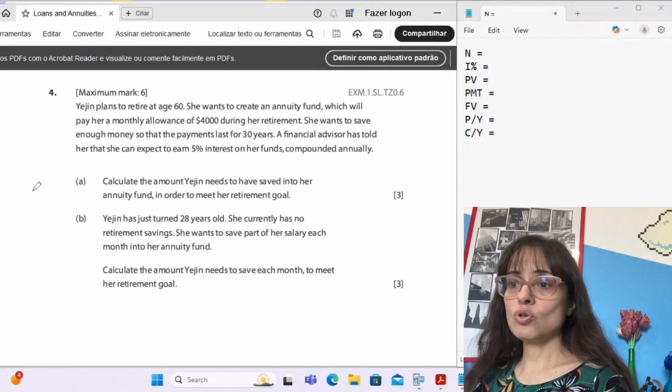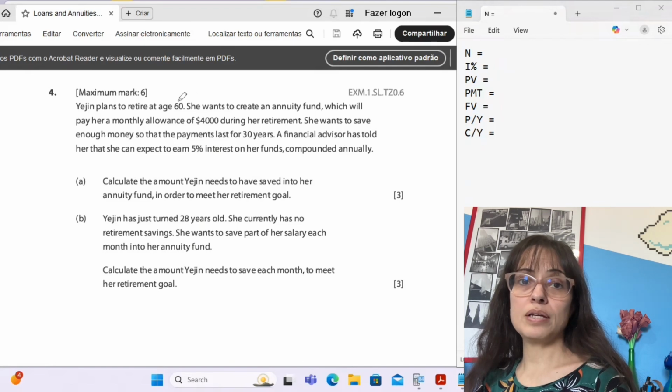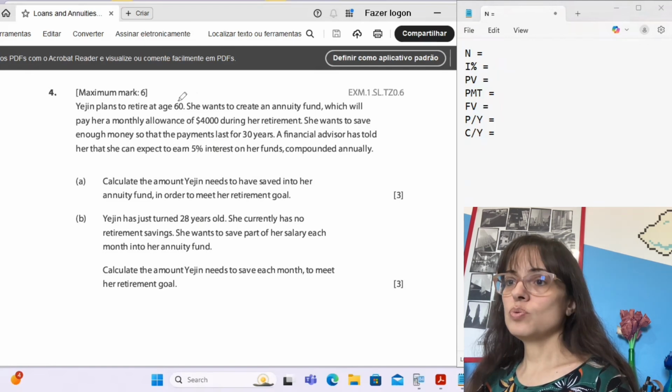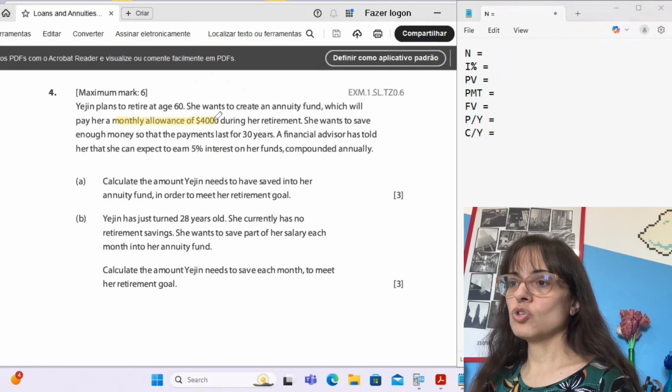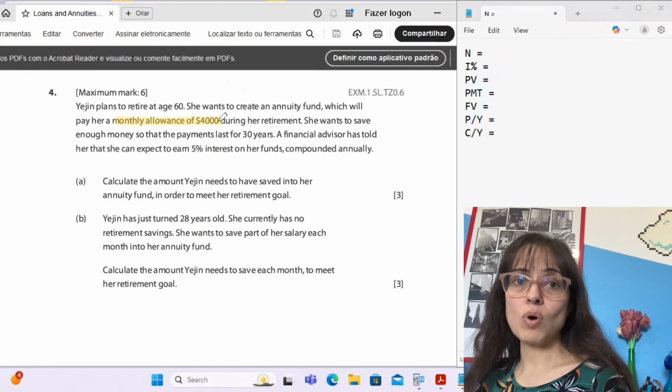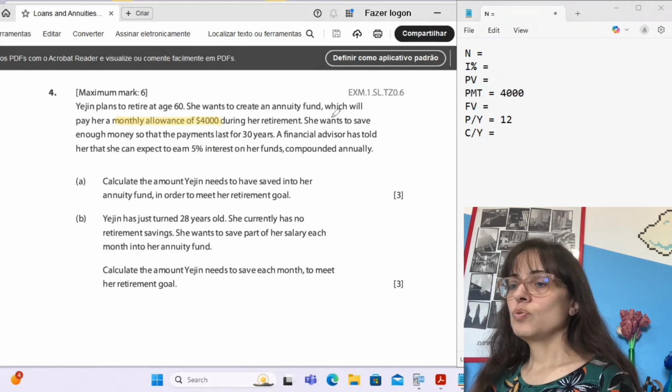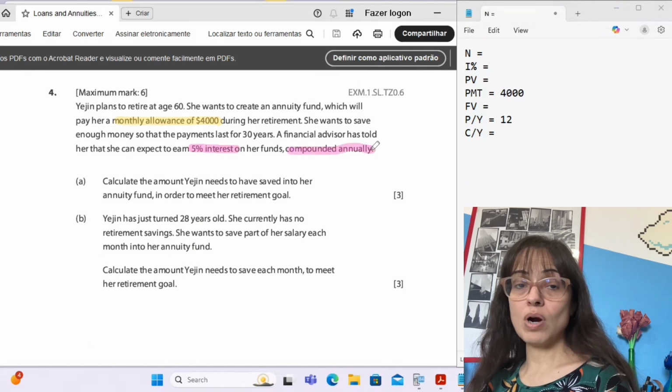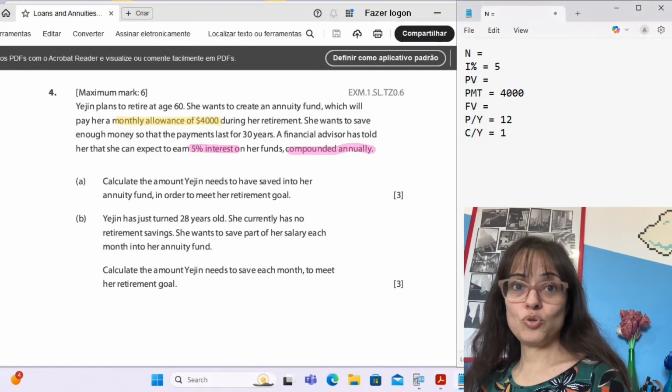But now I really should show you an example of when the PY and the CY are not the same. Let's read this question. Yejin plans to retire at age 60. She wants to create an annuity fund, which will pay her a monthly allowance of $4,000. So that is the PY. The PY is 12. She wants to save enough money so that the payments last for 30 years. Financial advisor has told her that she can expect to earn 5% interest compounded annually. That's the CY. The CY is 1. So that's the tricky bit, right?